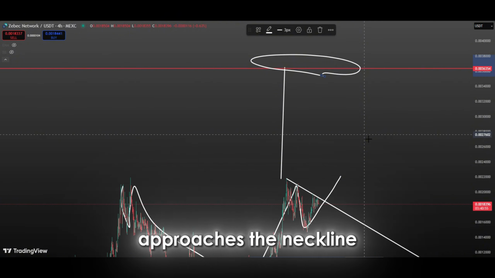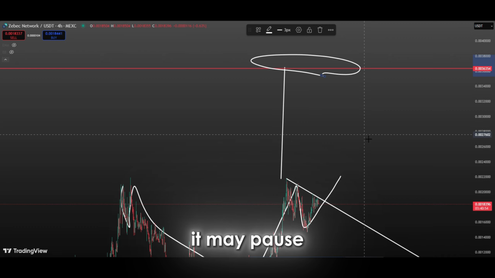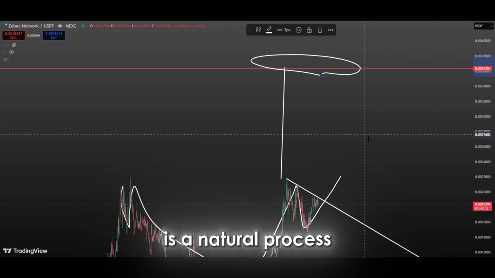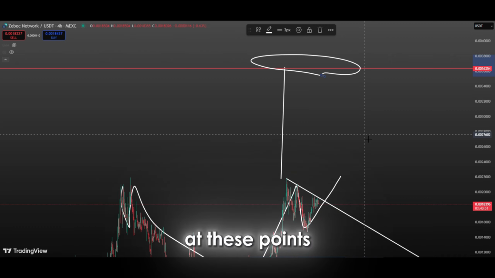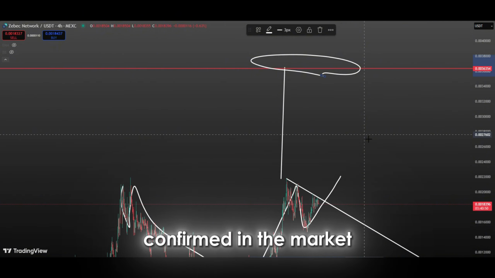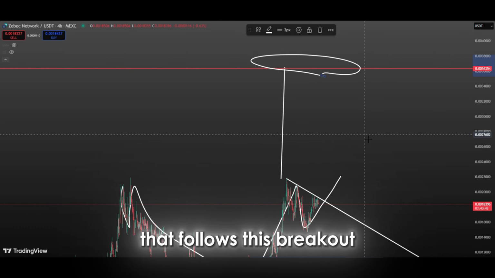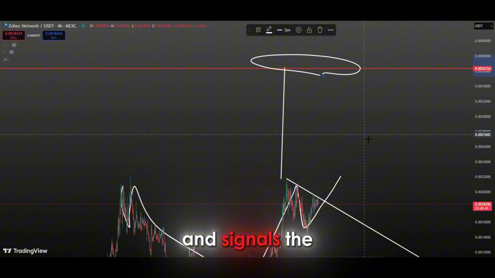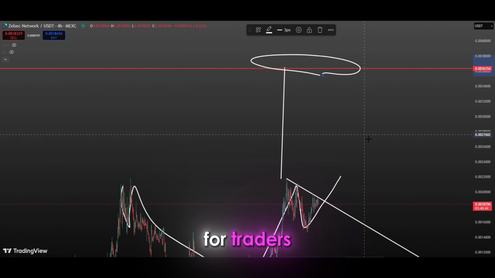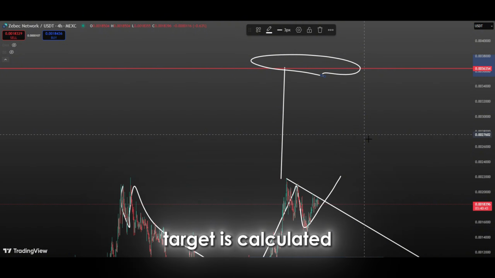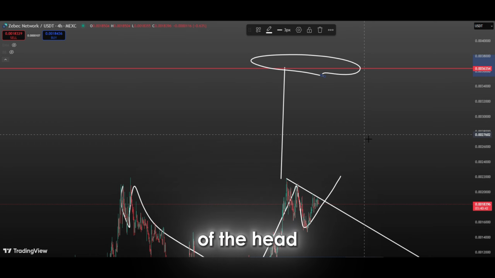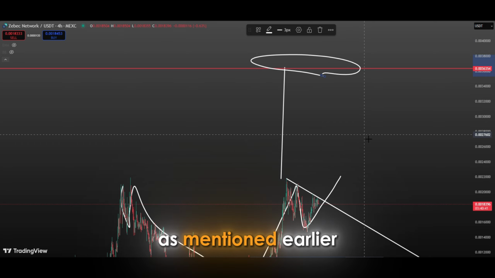As the price approaches the neckline of the pattern, it may pause temporarily, but this is a natural process. It is usually at these points that patterns are confirmed in the market. When the neckline is broken upwards, the strong volume that follows this breakout is a confirmation of the bullish breakout and signals the start of a buying opportunity for traders. The post-breakout target is calculated by moving up by the height of the head to the neckline, as mentioned earlier. This gives traders a clear target level and is useful for risk-return analysis.